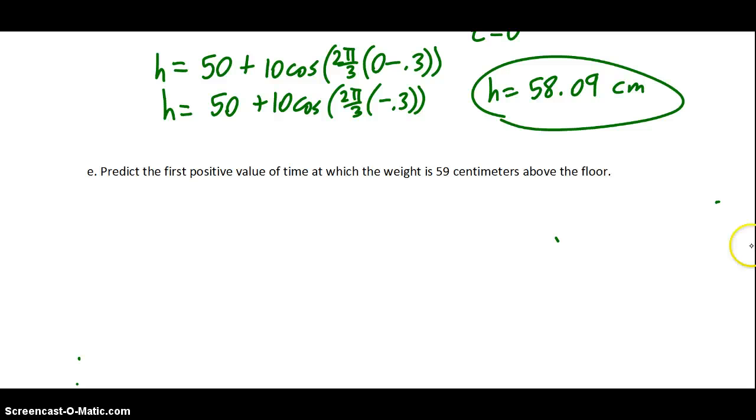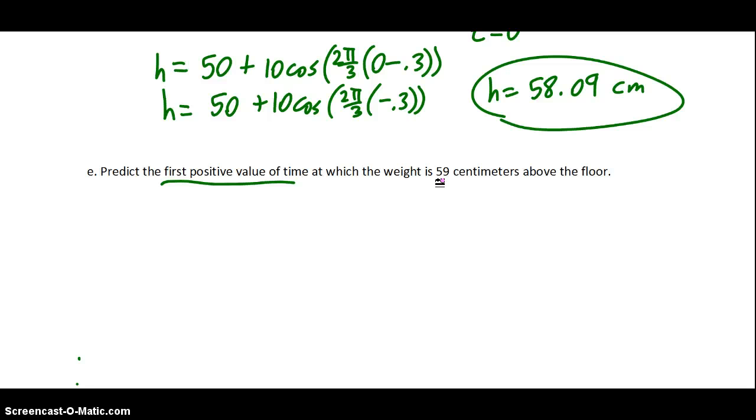And last but not least, I think these are the hardest ones, the ones you guys struggle with the most. Predict the first positive value of time at which the weight is 59 centimeters above the floor. Well, a little logic should tell you, if it starts at 58.09 centimeters and it hits its high point 0.3 seconds later at 60 centimeters, there is a rule you might learn later in calculus that says there has to be some point between t equals 0 and t equals 0.3 where it hits 59. So my answer should be between 0 and 0.3.